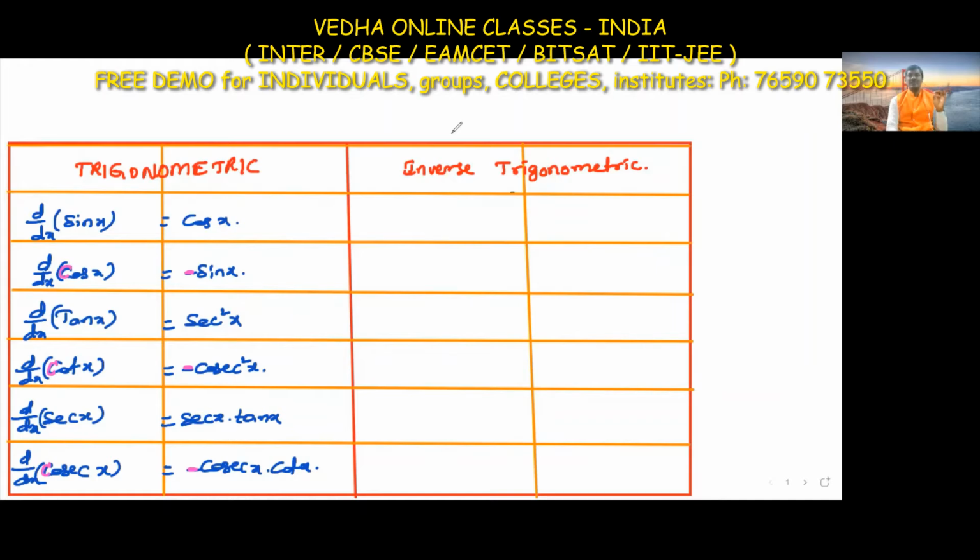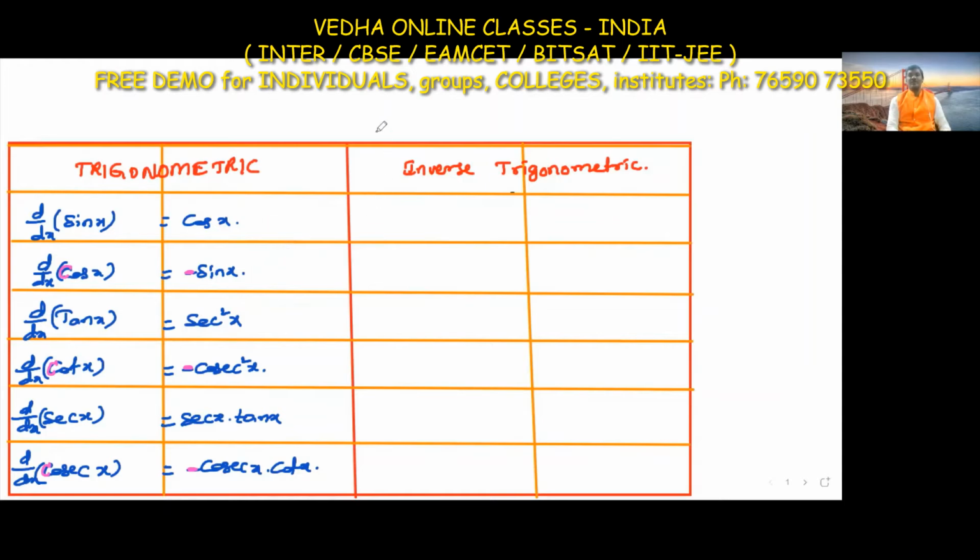These two are similar here. If you take these two, secant into tan and cosecant into cot are similar again. For sine we get cos, and for cos we get sine. These are opposite and similar a little bit. That's why we have written them in this order.